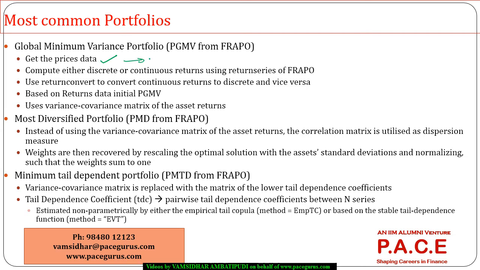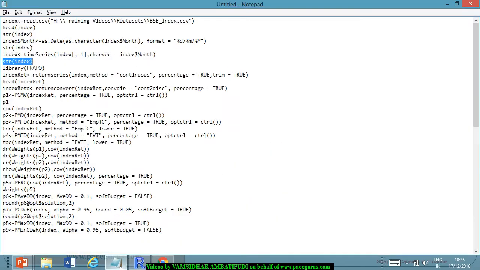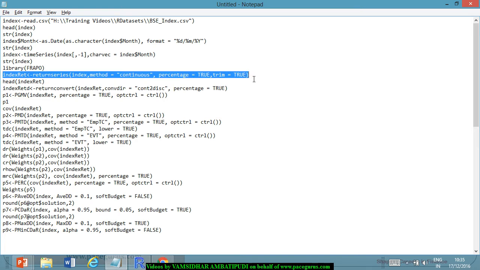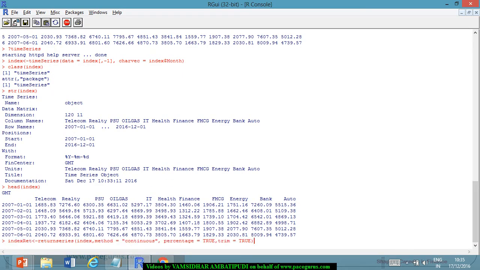I have taken it as a kind of a time series format as well. From a regular data frame, I have made it as a time series object. Now, I can either compute the discrete returns or the continuous returns using the return series function of the Praco package. Now, if you look at it, I have used the return series function. Let me explain that to you. Let me copy this function to compute the index returns. So if you see here, it's a return series function.